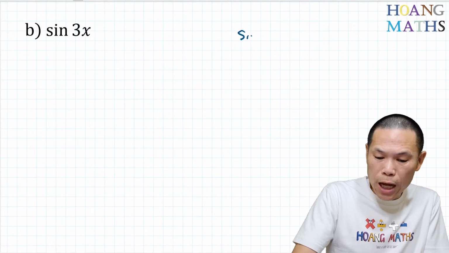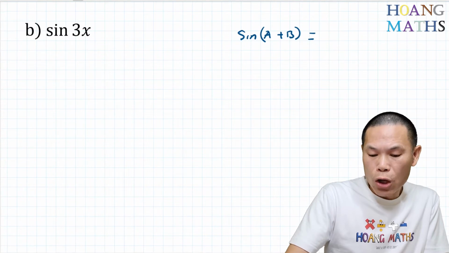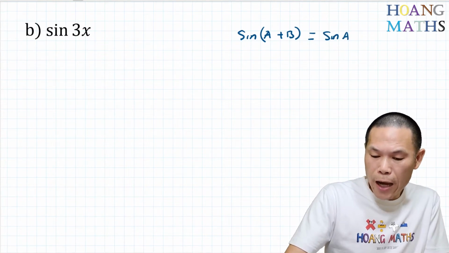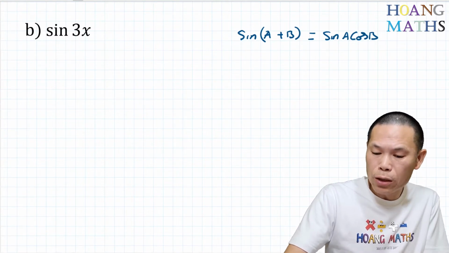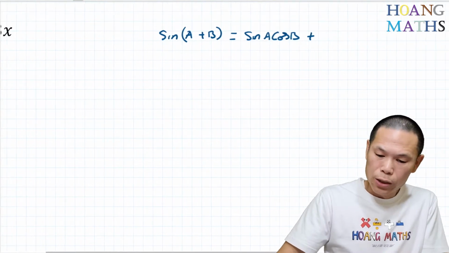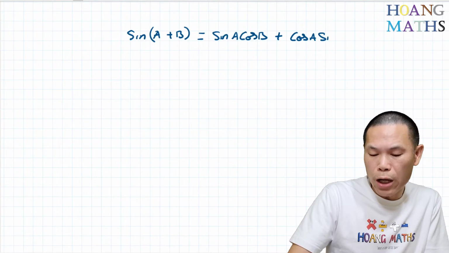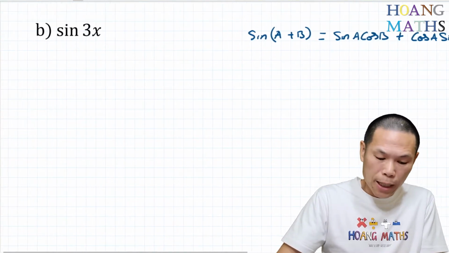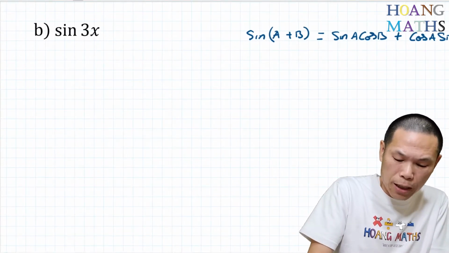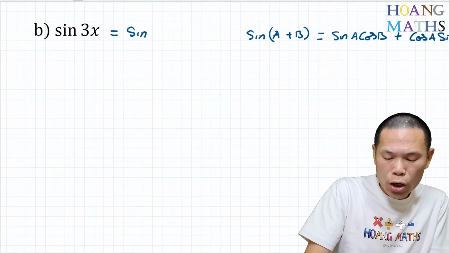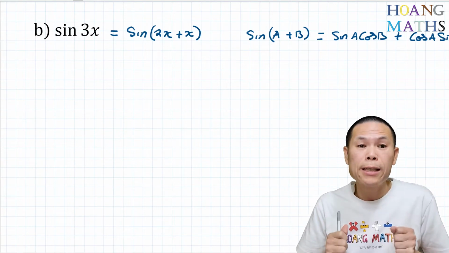So we have sine of a plus b. So that will give me sine of a times cos of b. And because of the plus, a plus b, therefore for sine it is plus as well. So then that is cos of a and then times sine of b. But in this case, sine of 3x is exactly the same as, let me write this down here, sine of 2x plus x. Because 2x plus x is 3x.